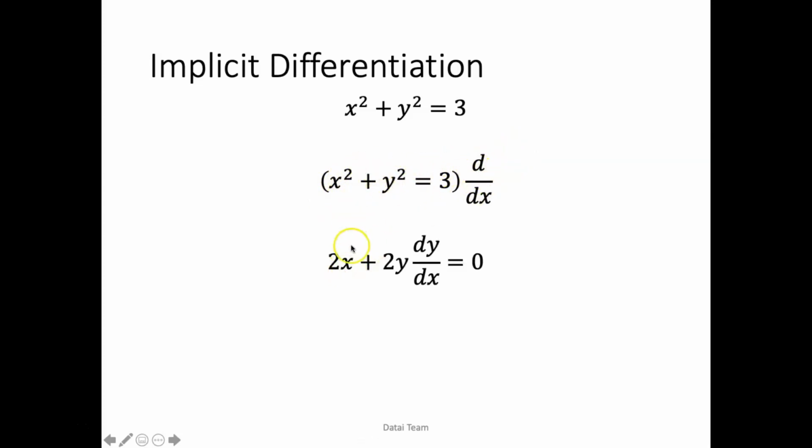As you can see, we got 2x, which is the differential of x squared: the power comes down and the power becomes minus 1, so this is 2x to the power of 1, or just 2x, plus 2y. As you can see here, we treated y as a regular variable like x and wrote 2y. But when you differentiate y with respect to x, you also need to add dy dx.